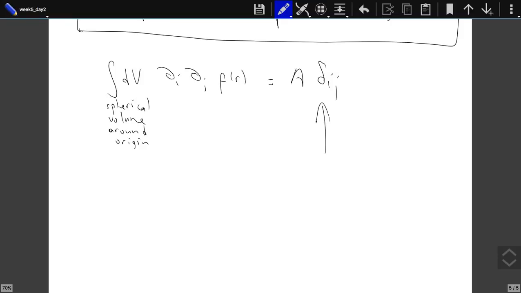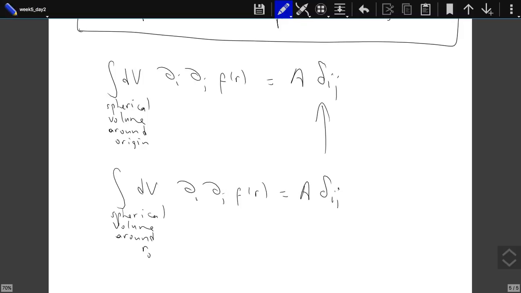So that's why I use the Kronecker delta. Now, if the sphere was not a volume around the origin but around some other point R0, then this integral would have more terms. It's also possible to have the i component of R0 multiplied by the j component of R0. So I would need to determine both a and b to evaluate this integral.